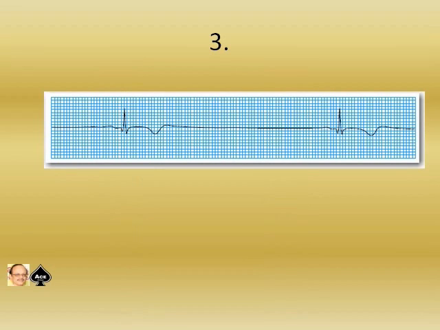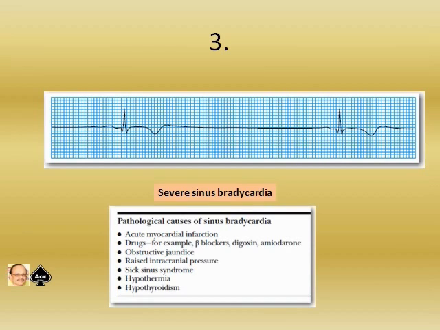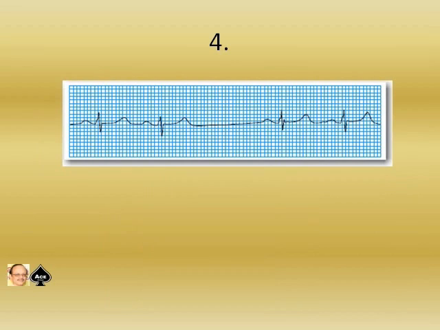Question number 3. It's an easy one to read. It's only simple severe sinus bradycardia. The pathological causes of sinus bradycardia are acute myocardial infarction. Drugs like beta blocker, digoxin, amiodarone, obstructive jaundice, raised ICT, sick sinus syndrome, hypothermia, and hypothyroidism are other causes of sinus bradycardia.